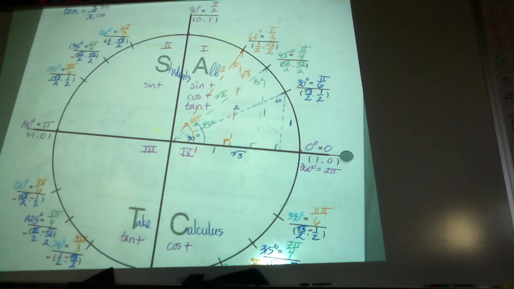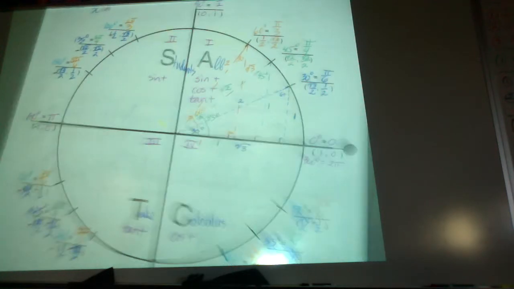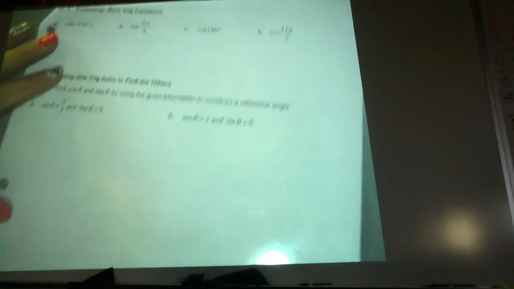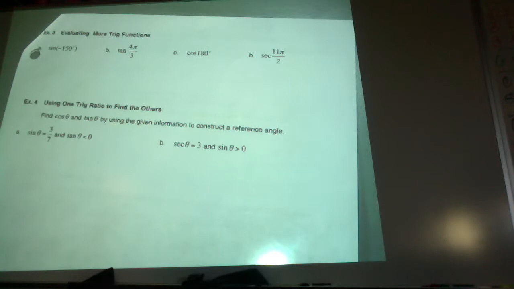So, knowing that, let's answer some questions on the back. Are there any questions on the unit circle before we move on? Does that feel okay? Okay. So then, here you've got a couple of choices when you're answering these questions. These are similar questions to what we were answering yesterday.